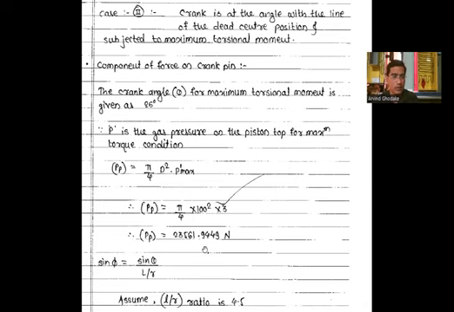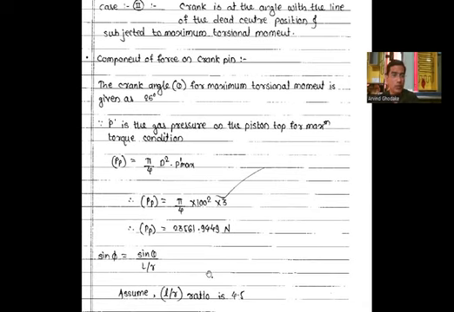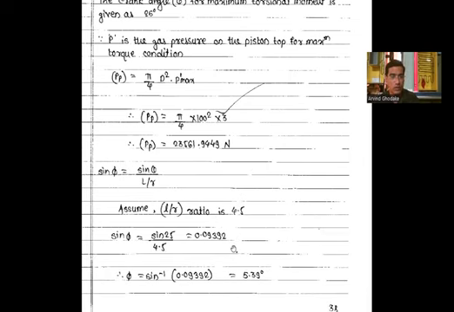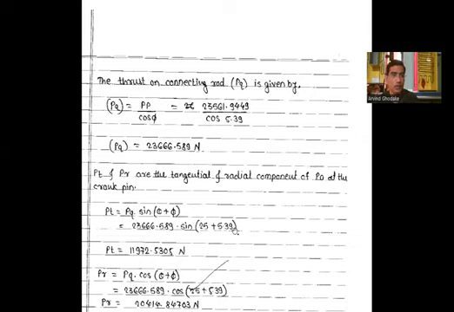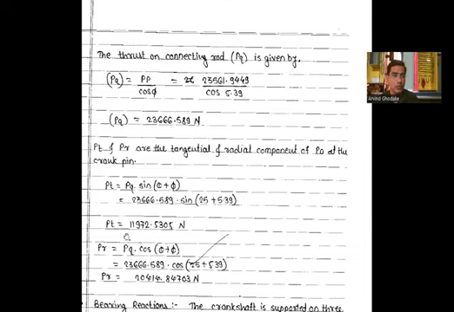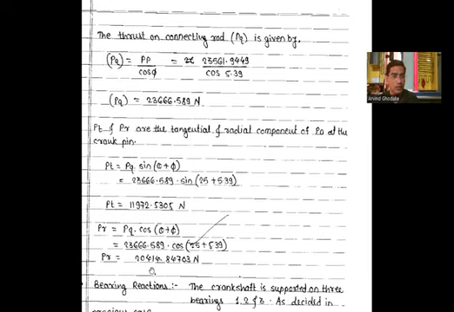Sine of phi is equal to sine of theta divided by L upon R. Assume the L by R ratio is 4.5. From this you will get the angle phi as 5.39 degrees. Similarly, the thrust on the connecting rod PQ is given as PP upon cos of phi. So PQ is equal to 23,666 Newton. PT and PR are the tangential and radial components of PQ at the crank pin. So PT will become 11,972 Newton and PR will become 20,440 Newton.